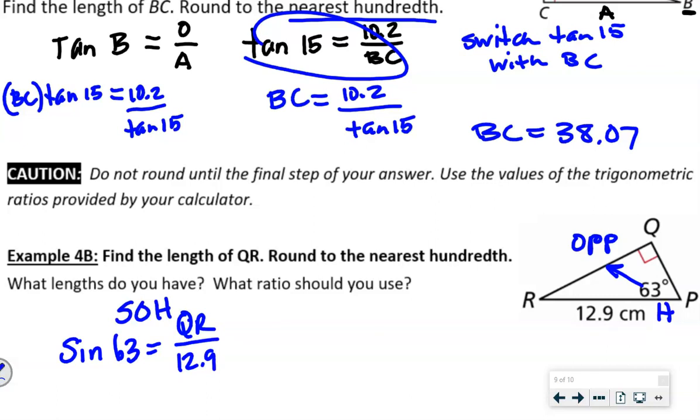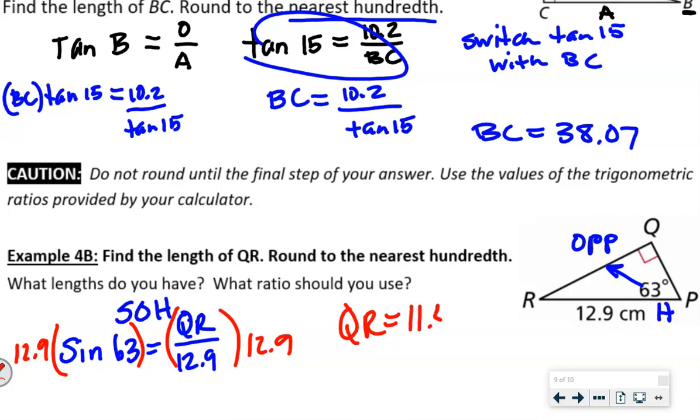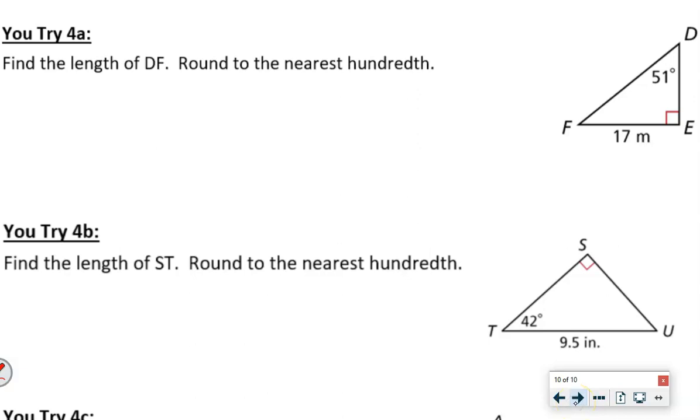So this time it's different, right? Because our variable's in the top, so we're going to multiply both sides by the 12.9 because that's how we get rid of it from the denominator, right? So we're going to do 12.9 times the sine of 63. And again, you can put that in the calculator just like that. So that's going to tell us that QR is equal to 11.49. Okay? So I'd like you guys to try the U-Try 4A. And we'll check it, and then we'll go on and do the next one after that.